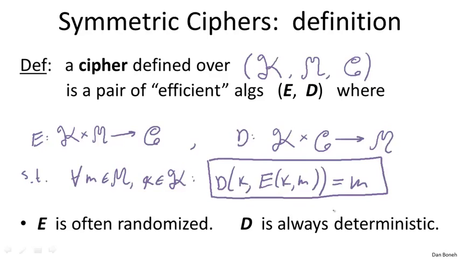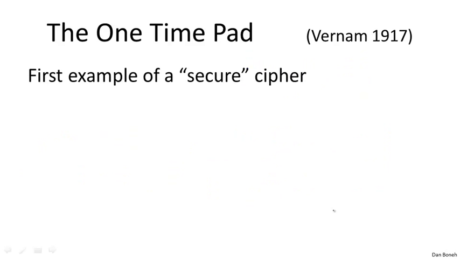Okay, now that we understand what a cipher is better, I want to show you the first example of a secure cipher. It's called the one-time pad. It was designed by Vernam back at the beginning of the 20th century. Before I actually explain what the cipher is, let's just state it in the terminology that we've just seen.